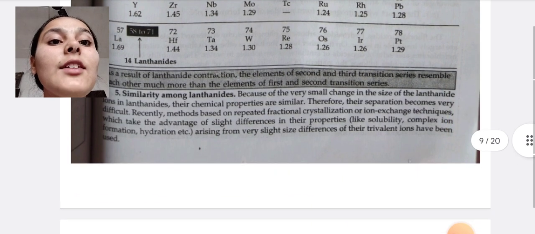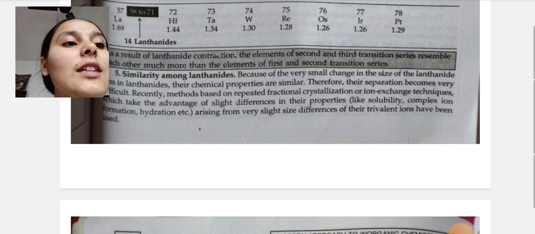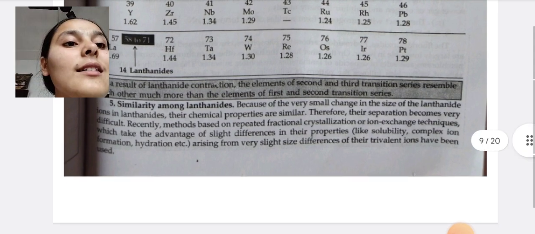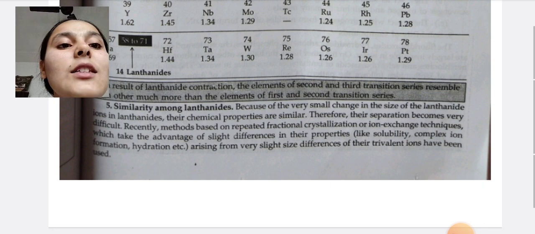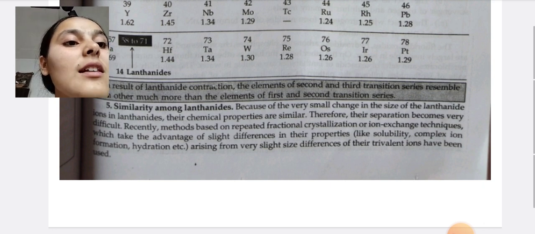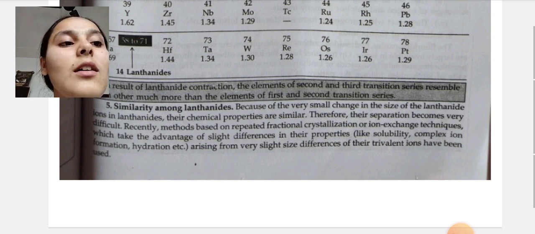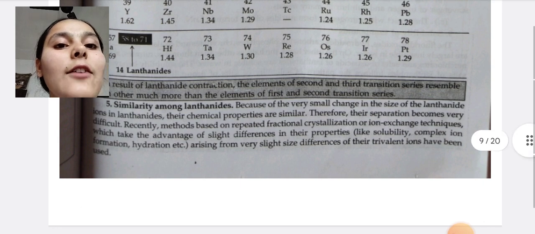Next point is similarity among lanthanides. Because of the very small change in the size of the lanthanide ions, their chemical properties are similar. Therefore, their separation becomes very difficult. Recently, methods based on repeated fractional crystallization or ion exchange techniques, which take advantage of slight differences in their properties like solubility, complex ion formation, hydration, etc., arising from the very slight size difference of their trivalent ions, have been used.